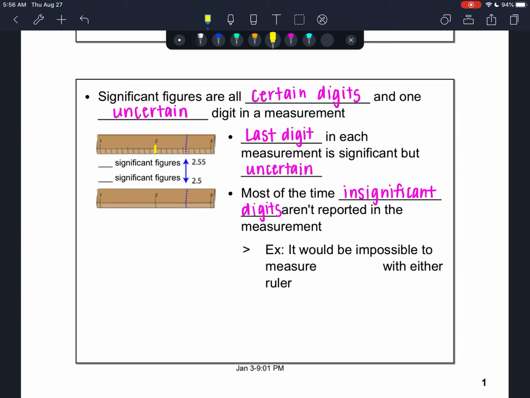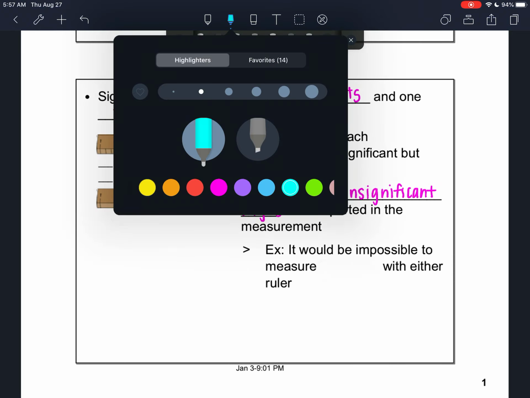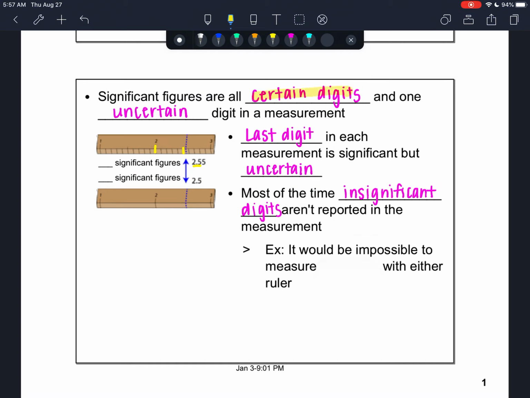How do I know that? It comes past the number 2 tick mark. I also know that it's at least 2.5. How do I know that it's at least 2.5? Because it comes past the 2.5 tick mark. So 2.5 are my certain digits. My uncertain digit is what comes past 2.5, the part that I have to estimate. So it looks like this blue dotted line is right between 2.5 and 2.6. So I could estimate that this measurement is 2.55. That last 5 is my uncertain digit because I had to estimate that part.